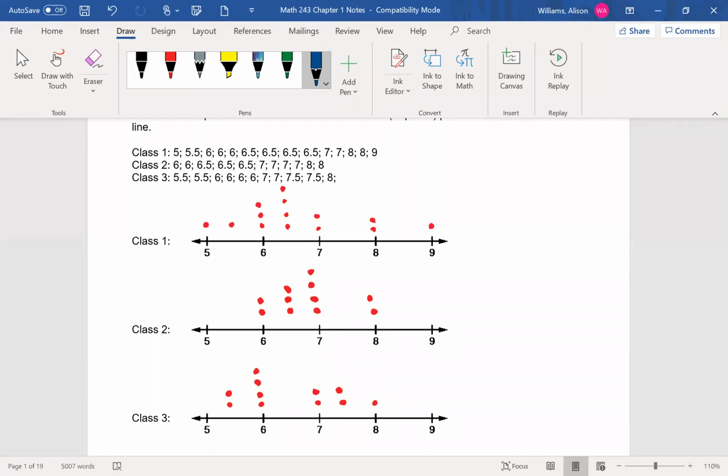And same with the second class. The data is kind of between the 6 and the 7. That's where it's heaviest. But in the third class, it's a little bit on the lower end. 6 is still very popular, but there's a little bit over there. It's kind of clustering around the 5.5 and the 6.